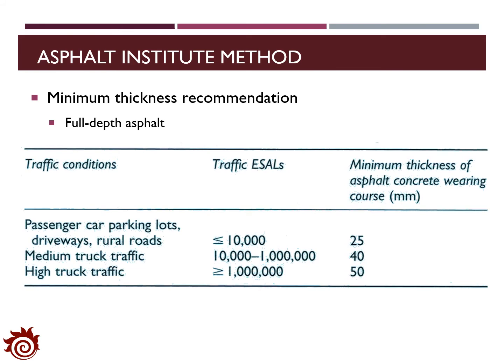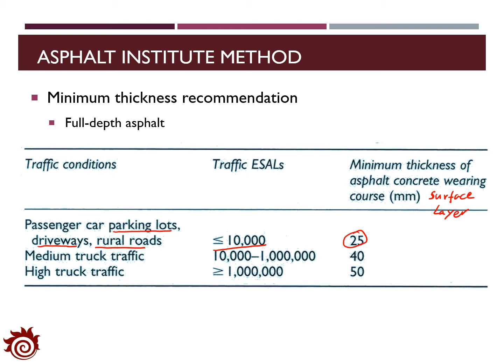There are also some recommendations about the full depth asphalt pavement. Basically, the thickness design for the full depth asphalt pavement shall be related to the traffic loadings. For the parking lot, driveways, or rural roads with the ESAL less than 10,000, the minimum thickness of the asphalt concrete wearing course, which is the surface layer, should be higher than 25 millimeters.